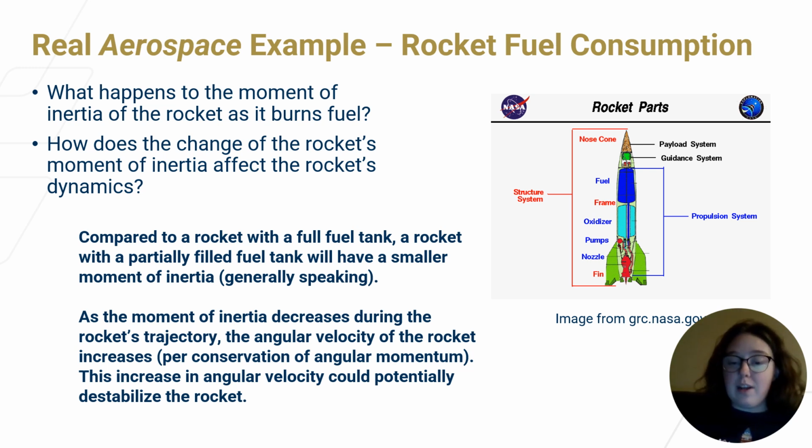As the rocket burns fuel, you're changing the distribution of the mass and the distance of that mass to the axis of rotation. And so as the moment of inertia decreases during the rocket's trajectory, the angular velocity of the rocket increases. Per, again, our conservation of angular momentum, as the moment of inertia decreases, our angular velocity has to increase in order to conserve that momentum. This increase in our angular velocity could potentially destabilize a rocket.